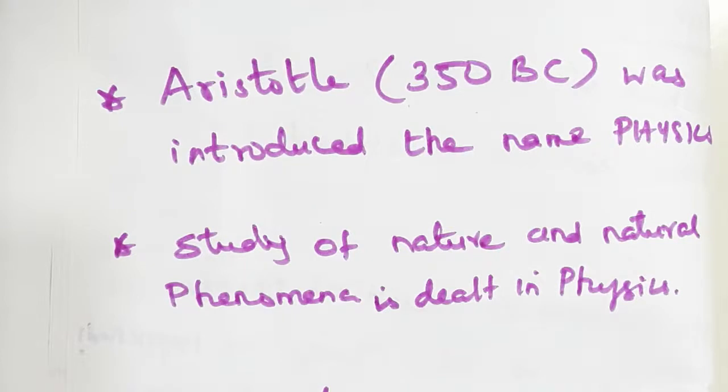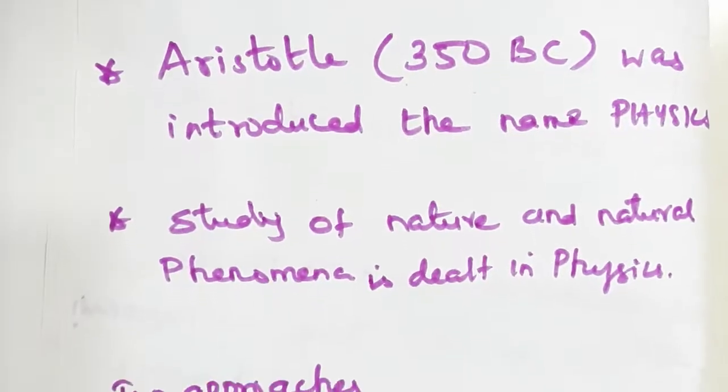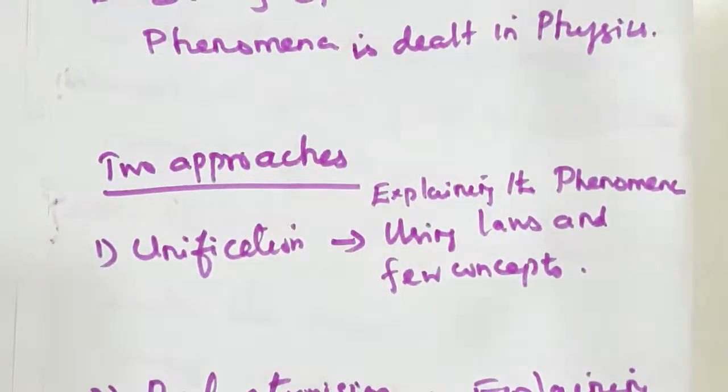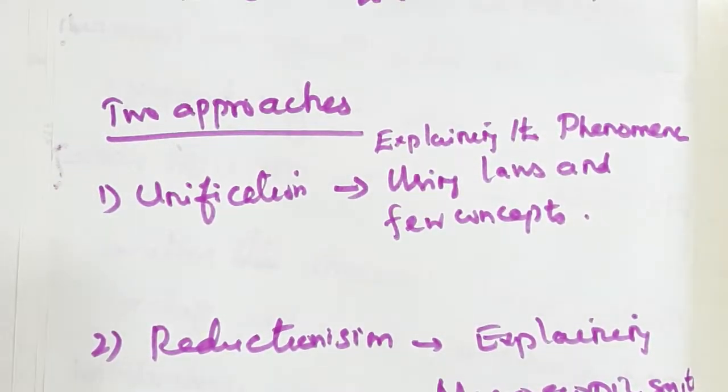In this year, you are going to learn the detailed study of nature of the physical world and measurement, and laws of motion and so on. Okay, so we can see the two main approaches in physics. They are unification and reductionism. Unification and reductionism are the two approaches in studying physics.